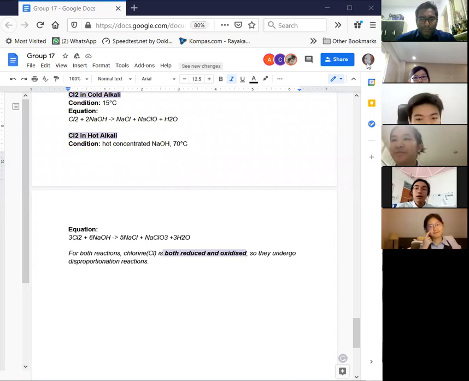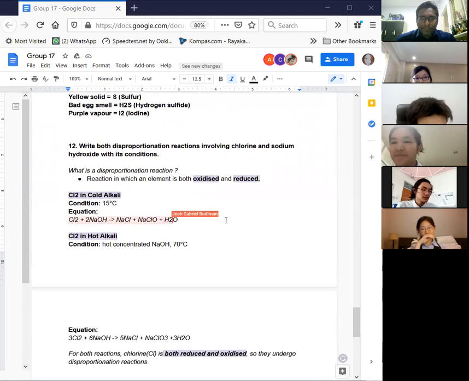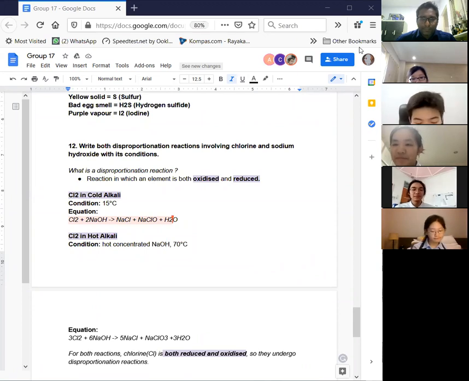If we look at the first reaction, Cl2 plus 2NaOH becomes NaCl plus NaClO. If you figure out the oxidation states, you can notice that in NaCl, chlorine will have an oxidation state of -1, and in NaClO, chlorine will have an oxidation state of +1. So you can see that one of them loses an electron and one of them gains an electron.